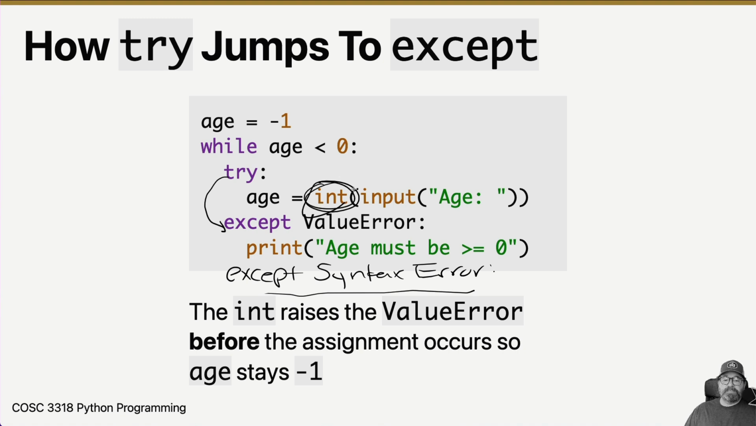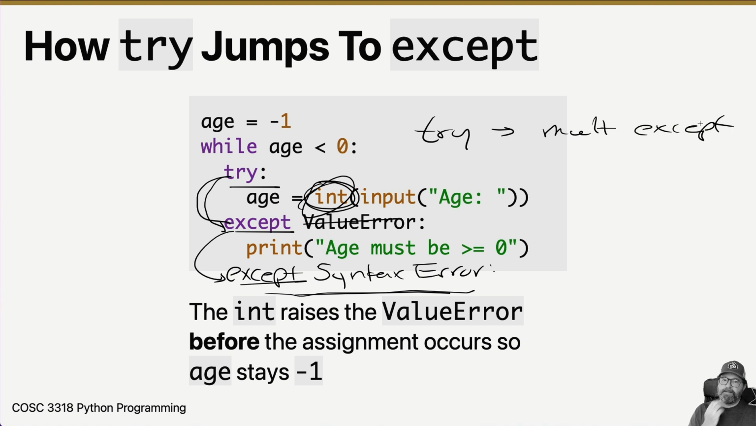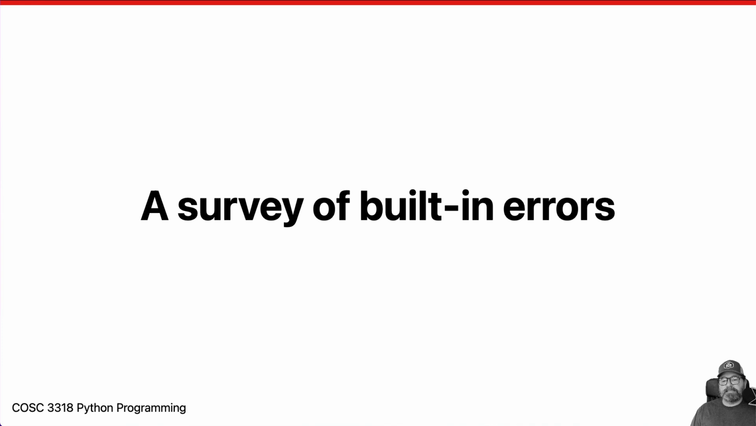If through a syntax error, try would look at this and be like, nope, not value error. How about this one? Oh yeah, syntax error. I'll run that one. So you can have multiple except blocks for a single try. One try can have multiple except blocks, okay? That's important to understand.